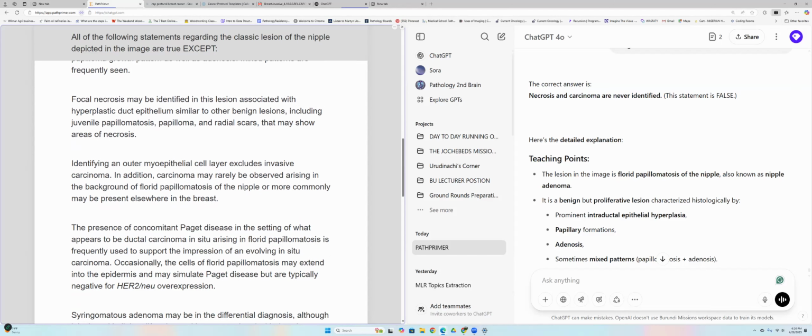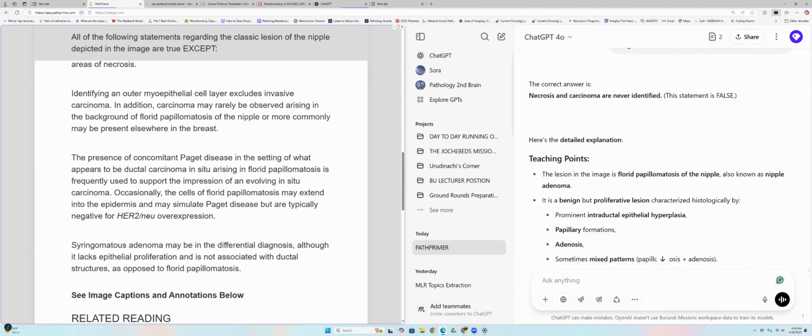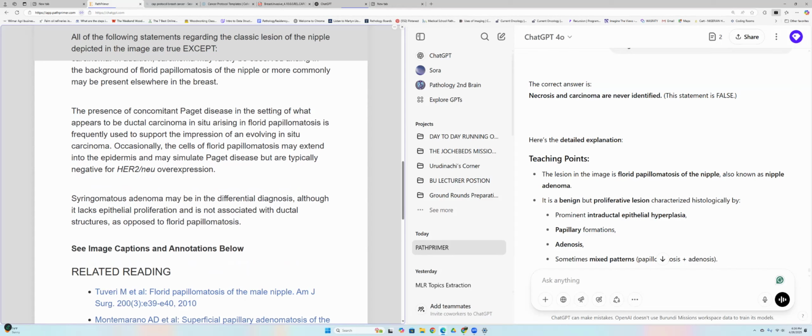Pick up your pencil. Let's circle the one that is different. Let's use the colored pencil. The difference between lymphadenoma and the one, syringomatosis, that is different is that syringomatosis lacks epithelial proliferation and is not associated with ductal structure.